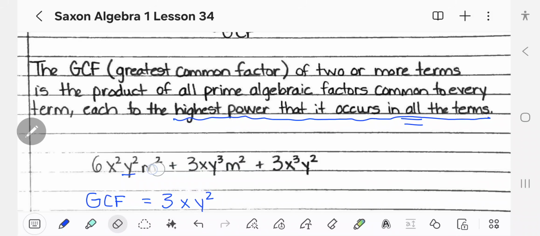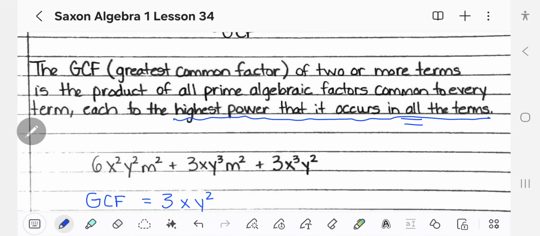Next, we're going to look at another variable. Let's see, what about m? We have an m squared, we have an m squared, and there's no m down here. So we can't list m or m squared in the greatest common factor because it's not present there.